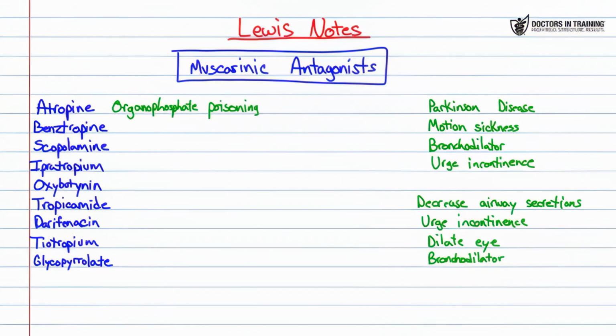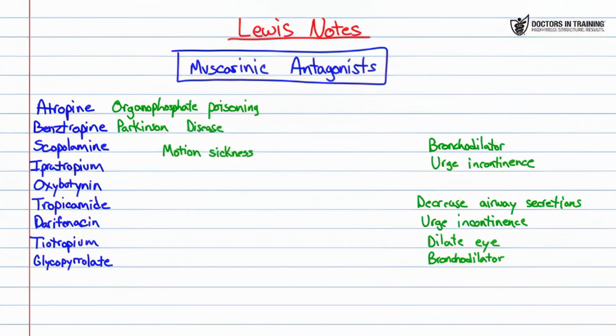Next, we have benztropine. Benztropine can be used in Parkinson's disease, and that can be used right there. And then it can also be used to treat some of the side effects with the antipsychotic drugs. Next, we have scopolamine. Scopolamine is used, especially if you're going to go on maybe a sea cruise or something. You're going to go fishing and you get seasickness or motion sickness, and you're going to use that there.